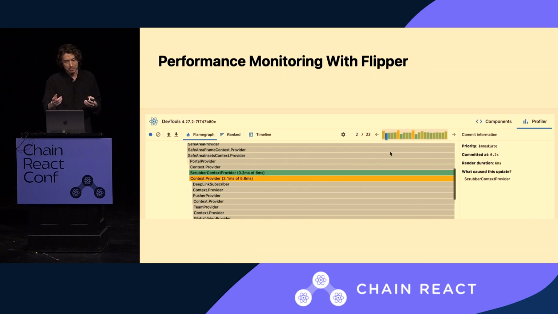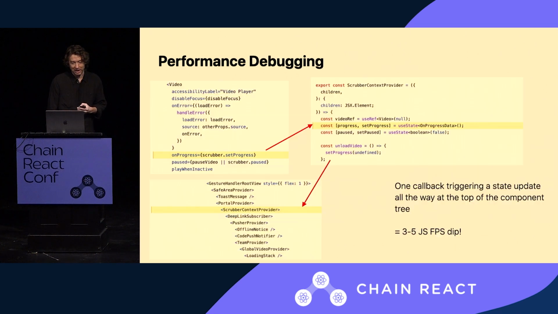With Flipper, we were able to record the re-renders and see exactly which part of the tree was causing this issue. It turns out that we had a context provider that had a state variable that was listening to whenever the video got updated. This one state variable was causing this 3 to 5 JS FPS dip. It was just a feature that we built months ago and nobody really paid attention. As soon as we fixed that, removed that state variable, we went directly back up to 60 FPS. That was a pretty crazy find, and I'm sure there's a lot more in the app like that.